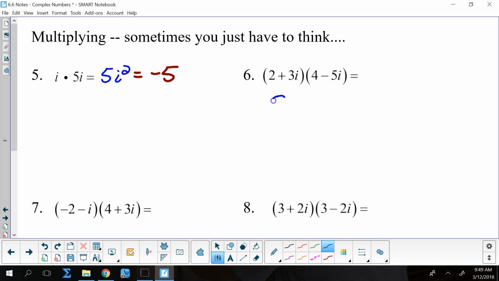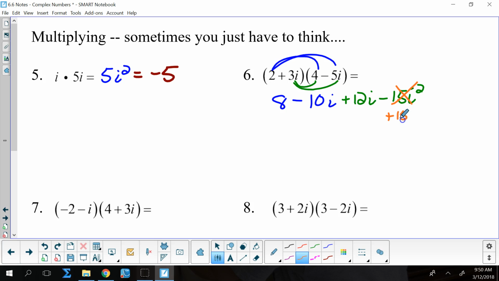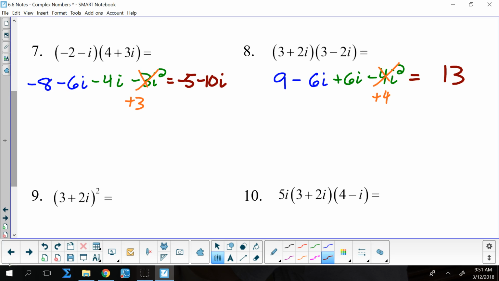So then this would be 8 minus 10i if I went here, and then plus 12i and minus 15i squared if I go like that. And then this minus 15i squared really becomes plus 15 because negative 15 times negative 1 is positive 15. So then this becomes 23 plus 2i for that one. So there's 7 and 8 worked out.